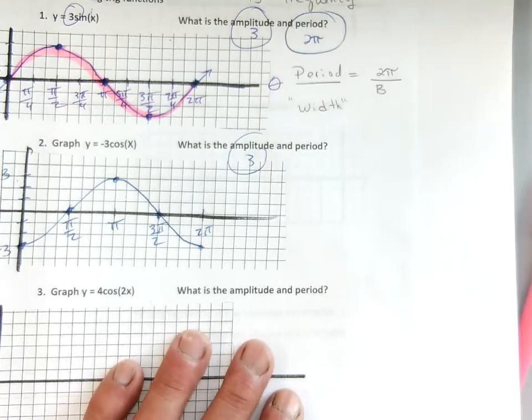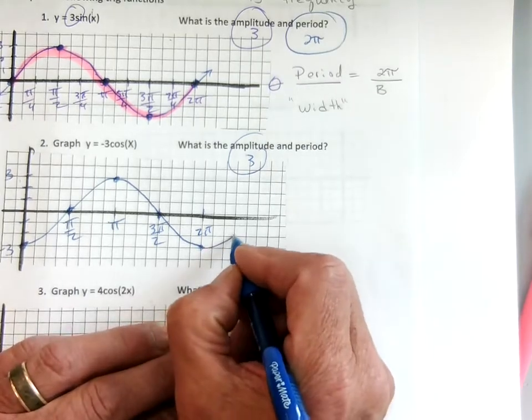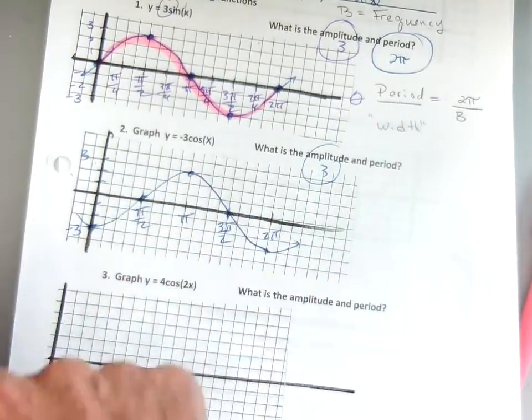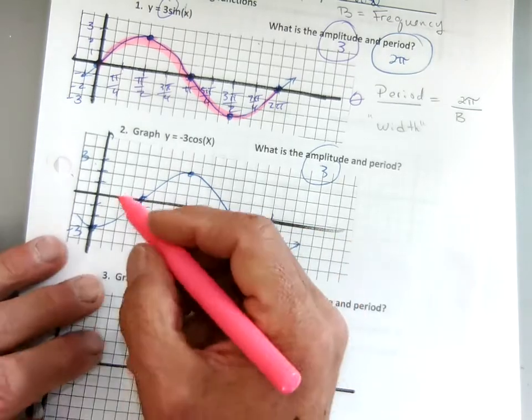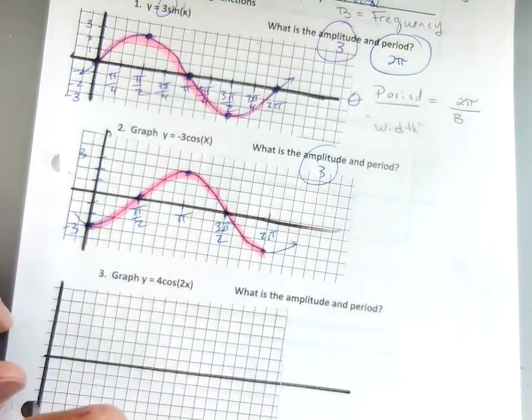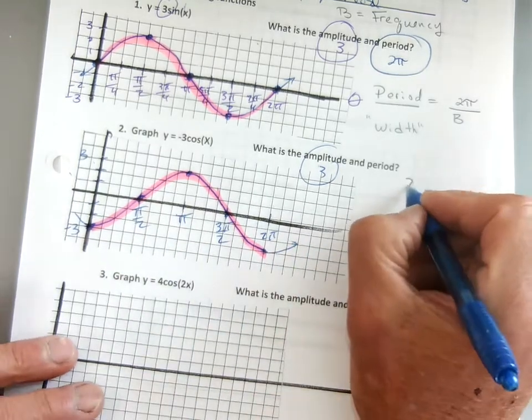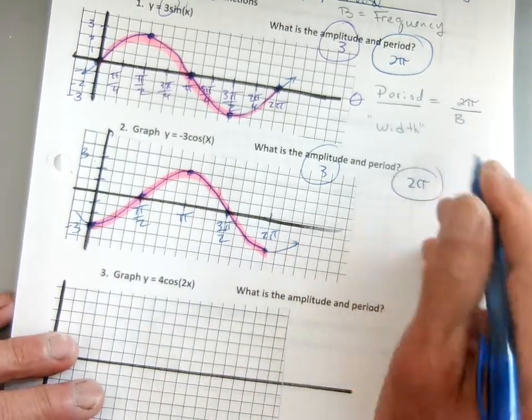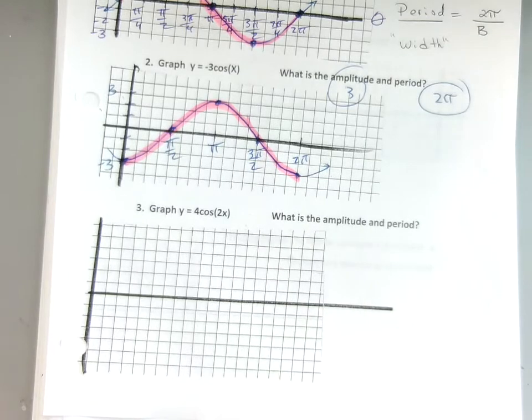Of course it keeps going on and on, but what's the period? Yes, the width of one curve is 2 pi. Is that going to be the answer for pretty much everything? No, let's take a look at example 3.